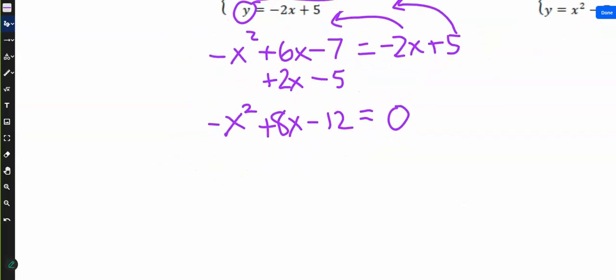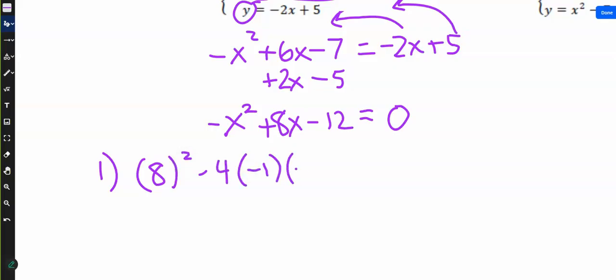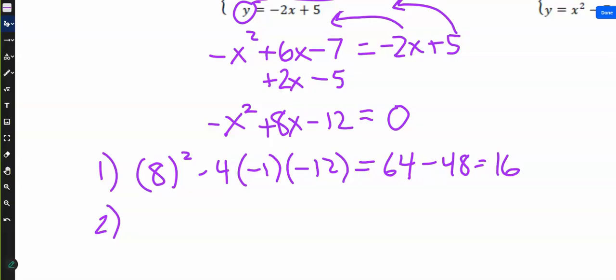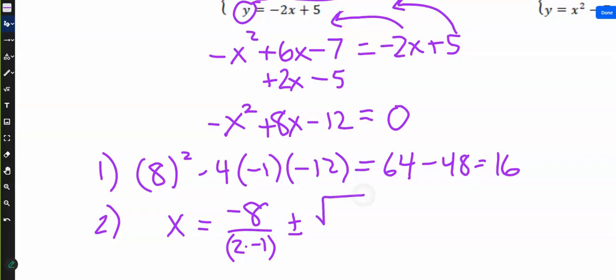So what are you going to do with that? Why did I set it equal to 0? So that I could use the quadratic formula, right? B squared minus 4 times the a value times the c value. So that's 64 minus 48, which is 16. And then we have the opposite of b over 2 times a plus or minus the square root of, remember your discriminant goes underneath there, all over 2 times negative 1.